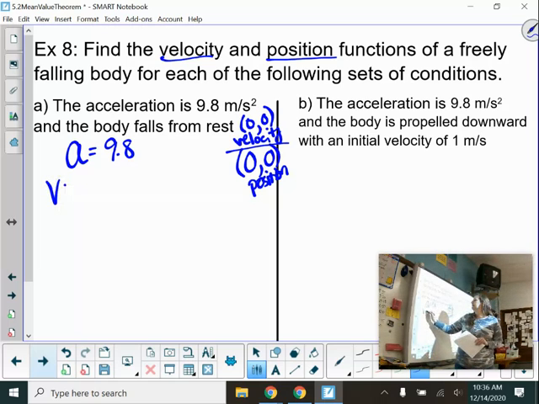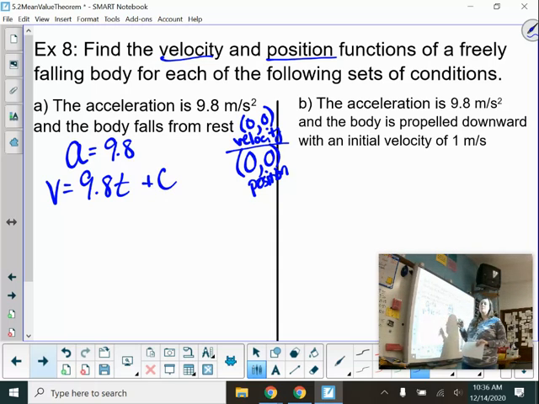Thinking about the velocity. Again, the derivative of velocity is acceleration, so I want to think backwards. I want to think about what I would take the derivative of to get 9.8. Well, the derivative of 9.8t, I'm using t for time because this is all movement type stuff, so typically t is our x variable here. So 9.8t is going to be my equation, but again, there could be some constant c that I might have to deal with in this problem.